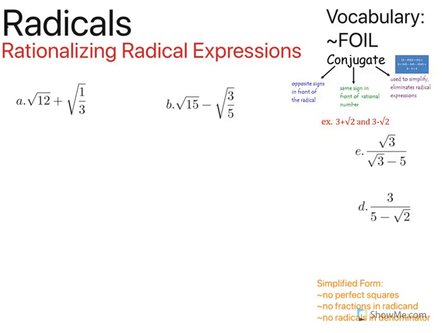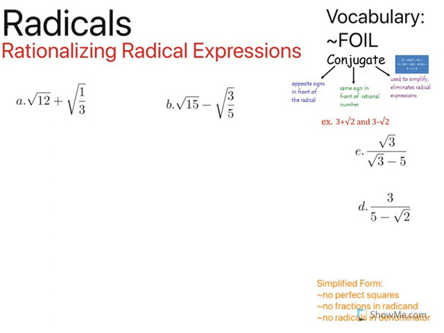Hey guys, in this lesson we're going to talk about how to rationalize radical expressions. Rationalizing radical expressions simply means to eliminate the radical sign, and we are typically doing this when we're trying to eliminate the radical from the denominator of a fraction. So let's take a look at a couple of examples.